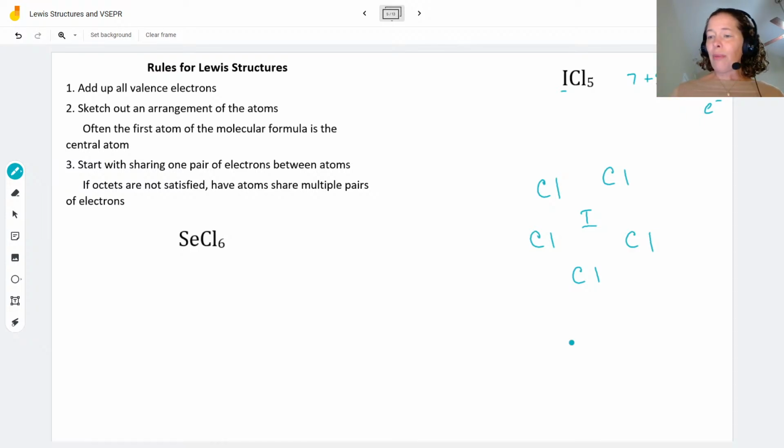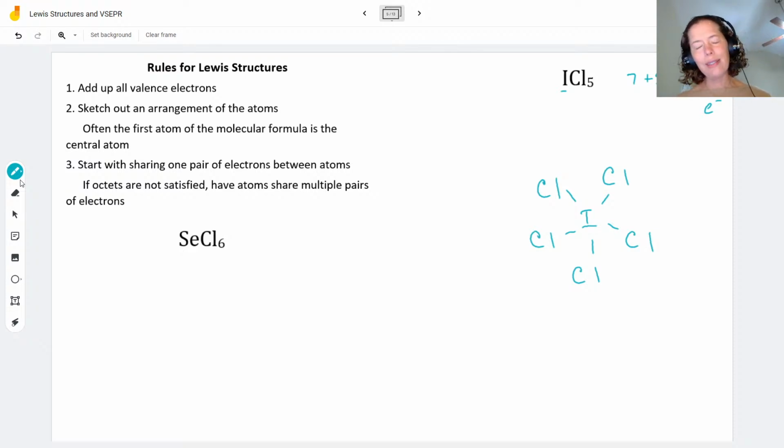So now I'm going to start with single bonds everywhere. After I put these single bonds in, you can see that iodine already has 10 electrons, but that's okay because if you look at your periodic table and you find iodine's atomic number 53, it's past the 3rd period. It can take an expanded octet. That's not a problem. Okay, so I've used 10 electrons.